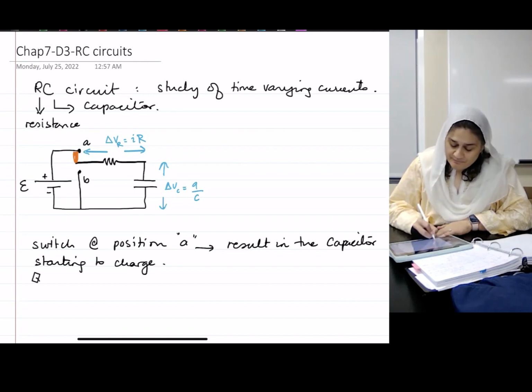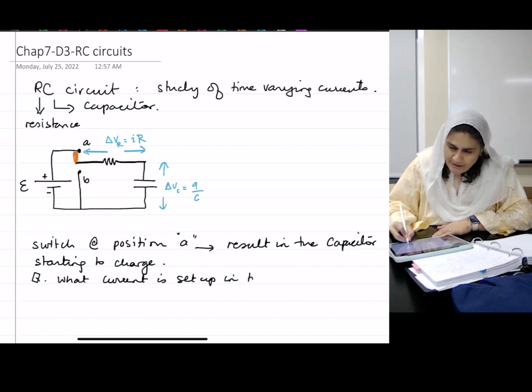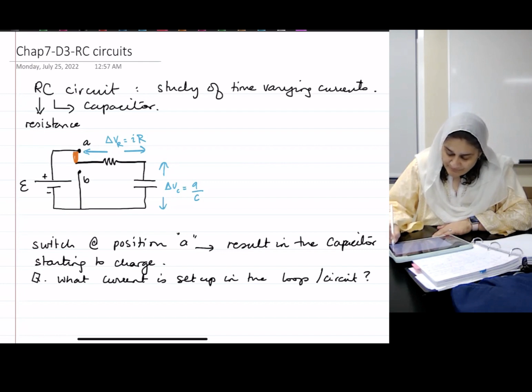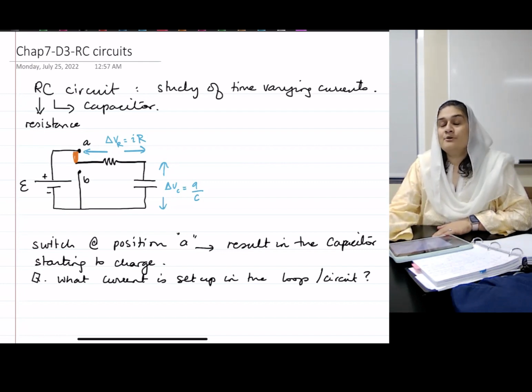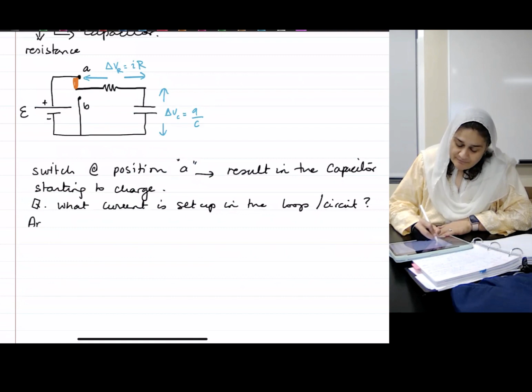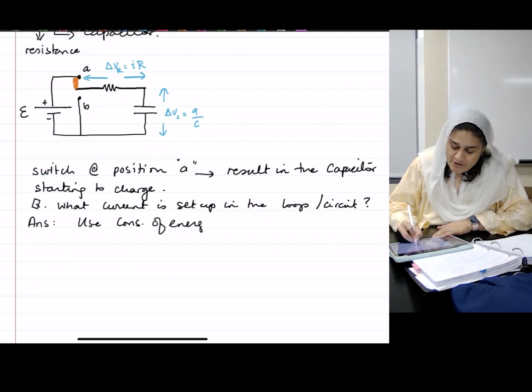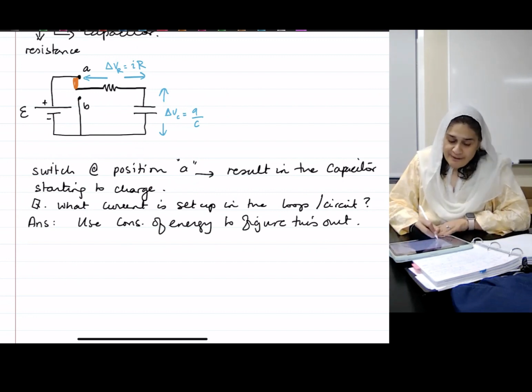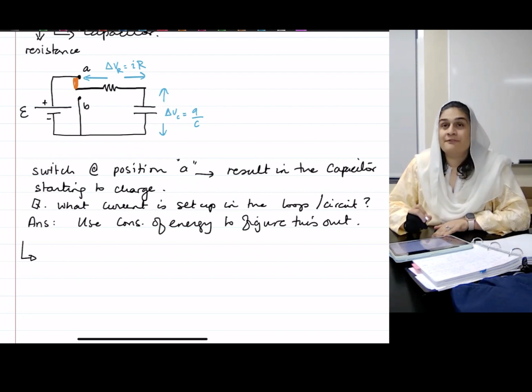Now, question: what current is set up in the loop circuit? How do we figure that out? Well, answer: use conservation of energy to figure this out. And how do I do that? Well, I'm going to follow a few steps.